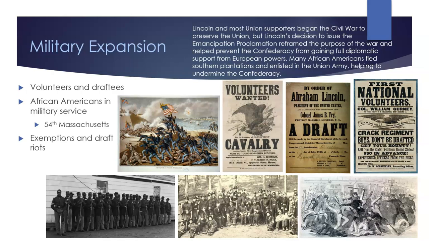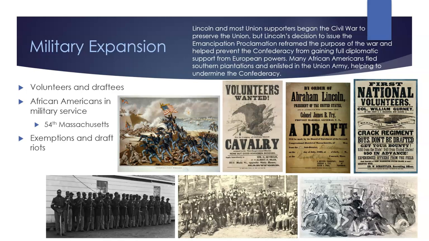Another strategy for increasing the size of the Union Army was to resort to a draft. The Civil War Conscription Act, also known as the Enrollment Act, was the first wartime draft in U.S. history. It required the registration of all male citizens ages 20 to 45, including immigrants who intended to become citizens. But it also allowed for wealthy people to pay $300 to get out of the draft or to find a substitute to serve on their behalf.